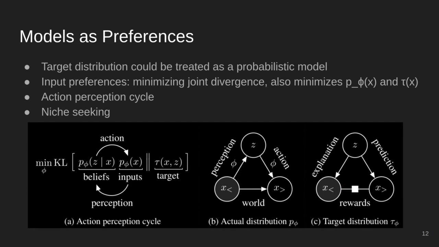But back to niche seeking, the point is that the more expressive a model we have, the more flexibility we have, and the more flexibility we have, the better chances we have to minimize this divergence. And once you're able to minimize this divergence, you're finding some ecological niches in the environment which predict the input data very well. Yeah, that's all about the model's preferences.